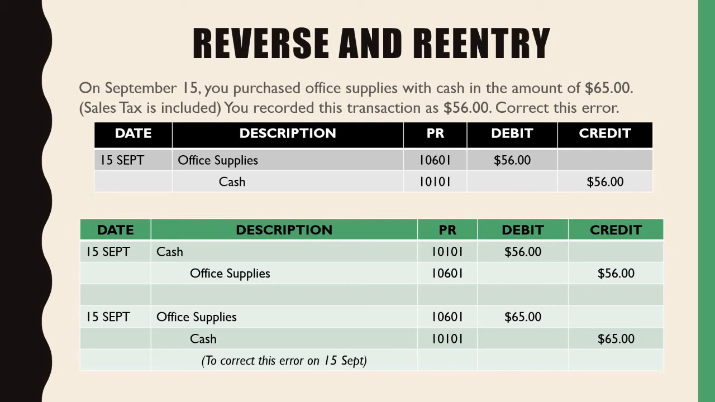Okay, so reverse and re-entry. It's the easiest way, and it's also the cleanest way too, because when you're doing this, you're actually reversing it, returning it for the full amount, and then re-entering it with the correct amount. Okay.